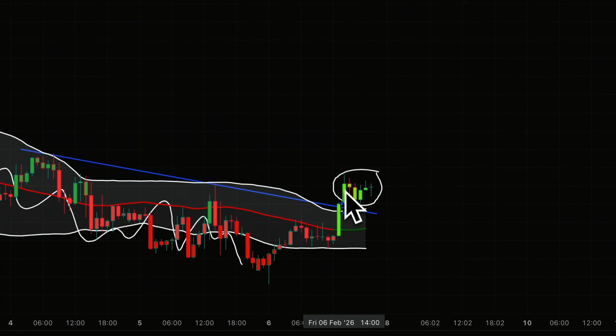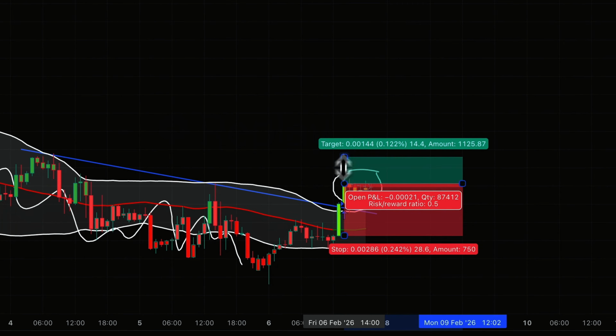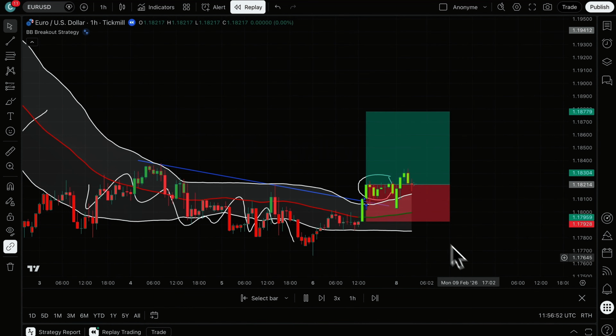This is the candle that gives the signal. We wait for it to close, which gives us an entry price right here. We set the stop loss and aim for a 2-to-1 risk ratio, just like the previous 2 times.